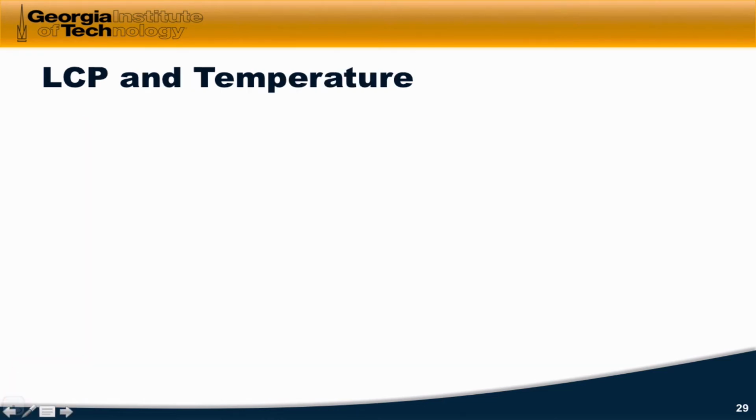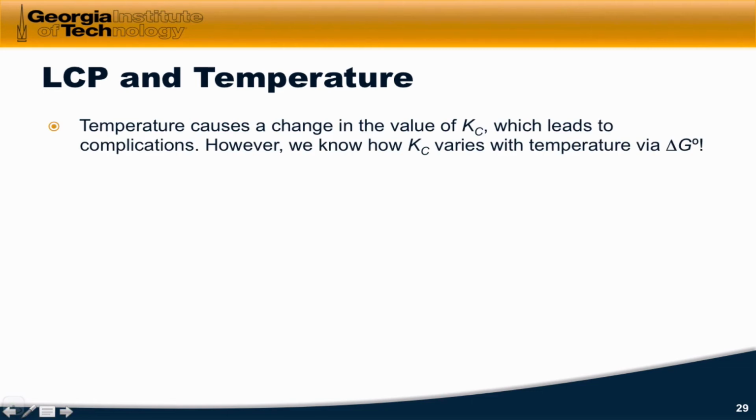Let's talk about Le Châtelier's principle in temperature, which is a little bit more complicated than meets the eye. The punchline is going to be very straightforward, but I want to take us through the derivation just to see really the influence of temperature on the position of an equilibrium. The complicating thing about temperature is that temperature causes the value of Kc to change, which leads to complications. But, on the other hand, we do know how Kc varies with the temperature via the delta G of reaction. To clarify, this is the molar change in free energy of the reaction.